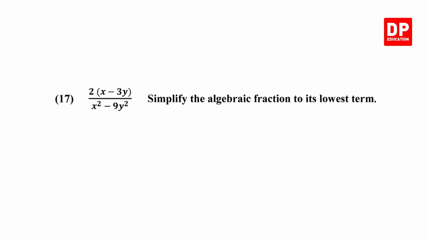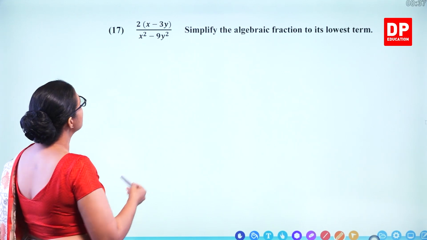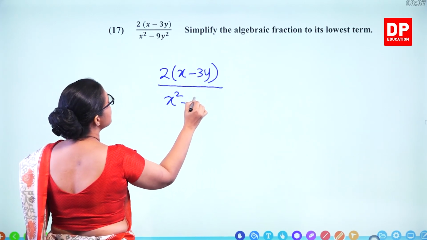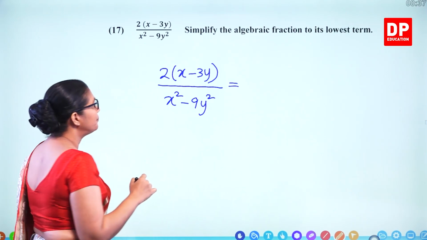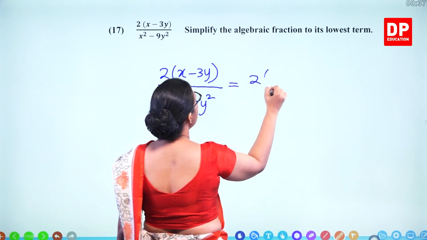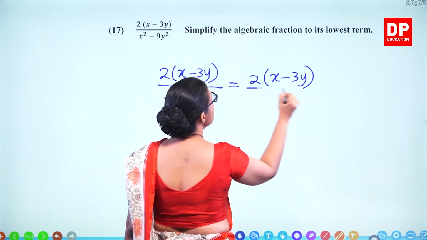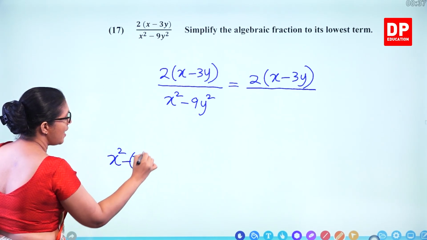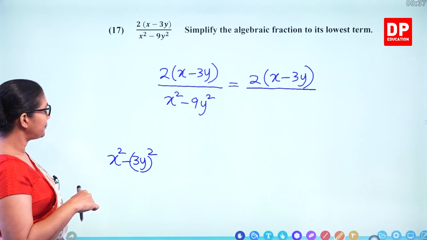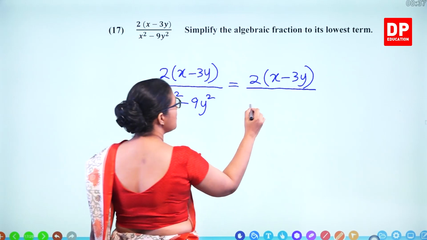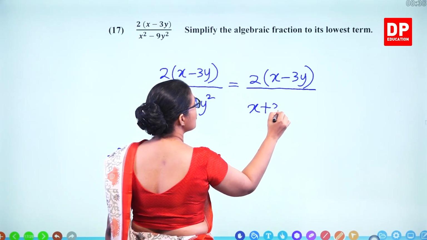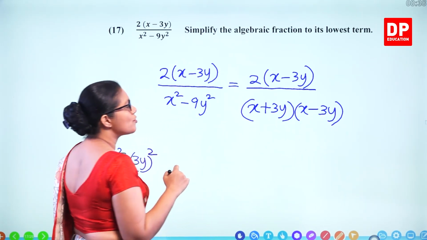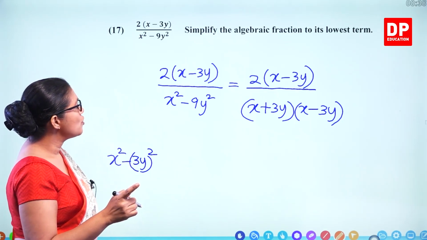You have been given an expression. Simplify the algebraic fraction to its lowest term: 2x minus 3y over x squared minus 9y squared. Numerator, you can't do anything, but the denominator is a difference between two squared terms. You can write x squared minus 3y whole thing squared as 9y squared. Difference between two squared terms: one factor is the addition of the second, and one factor subtract this one. So those are the two factors.